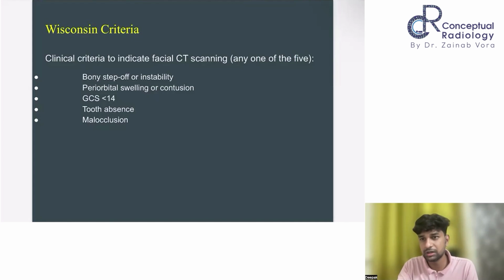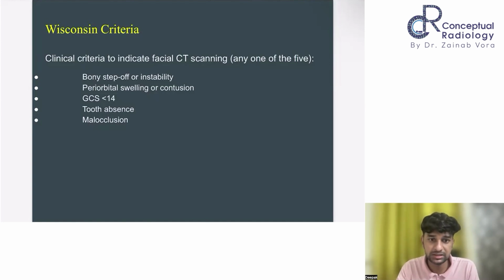Most commonly, CT non-contrast is enough. Whenever they order it with other torso trauma, a contrast CT will be done. The criteria are: whenever there is a bony step-off or instability, so we'll see what the unstable fractures are, and whenever there is periorbital swelling or contusion. Why? If there is periorbital swelling or contusion, it will be very difficult for the clinician to look for any fractures. There will be crepitus, emphysema and so on. So to evaluate the underlying bony regions, they order a face CT.